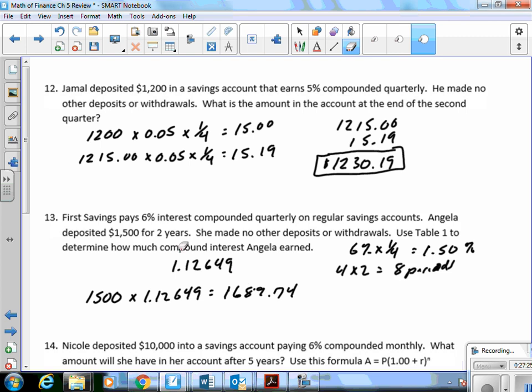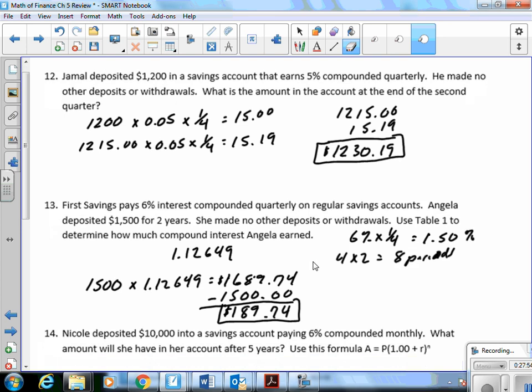The question is, how much compound interest did she earn? So I got to take that new amount, 1689.74, and subtract the $1,500 that she put in at the beginning. And so when we subtract that out, we see that she earned $189.74 in interest over the 2 year period.